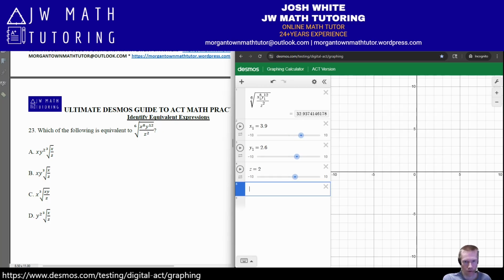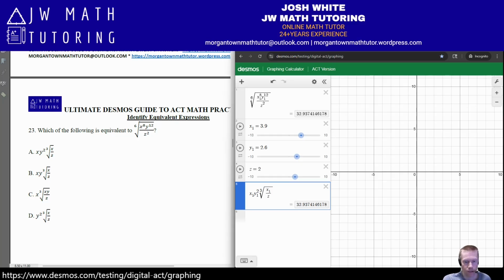Let's throw this to wherever. Okay, perfect. Now I'm going to type the answer choices. And remember, you're going to have to type x1 and y1. Now I need a cube root. And then underneath it I have x1 over z.